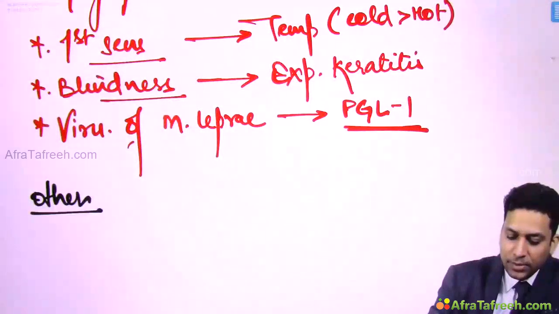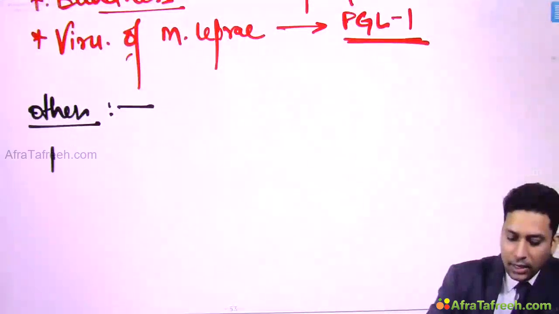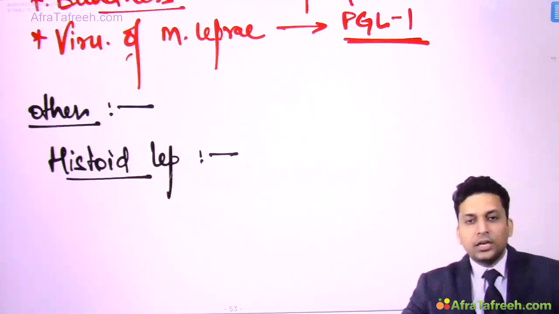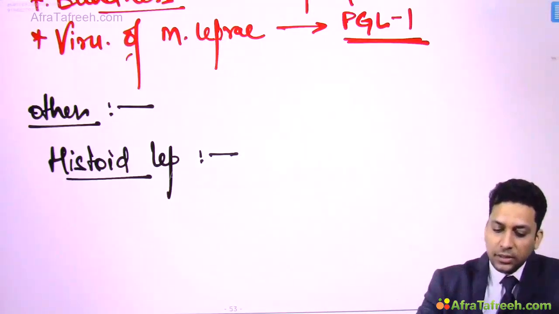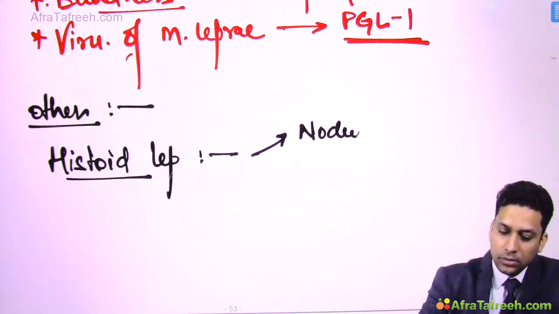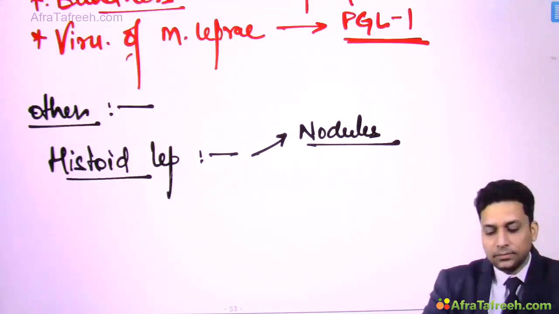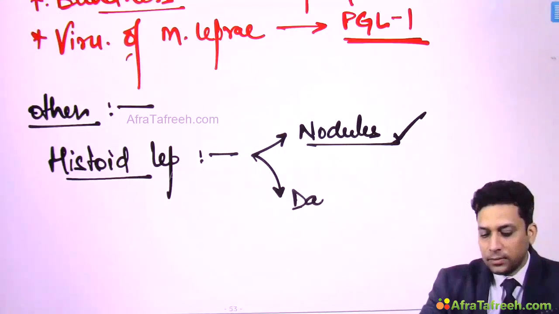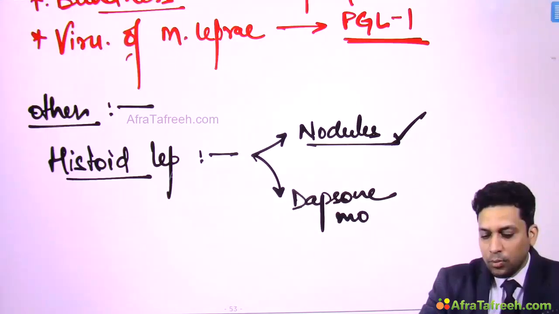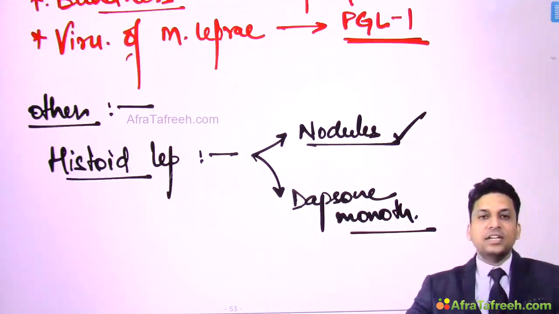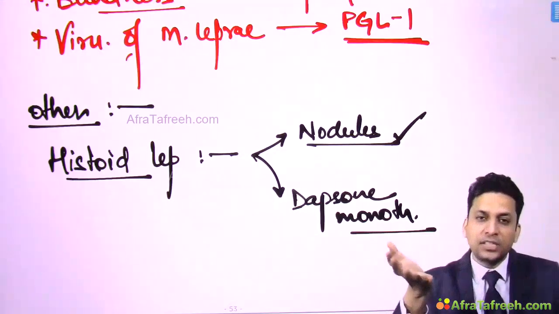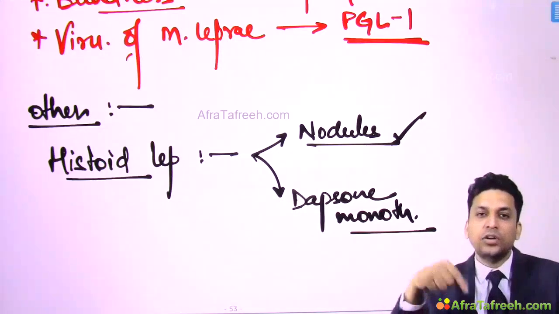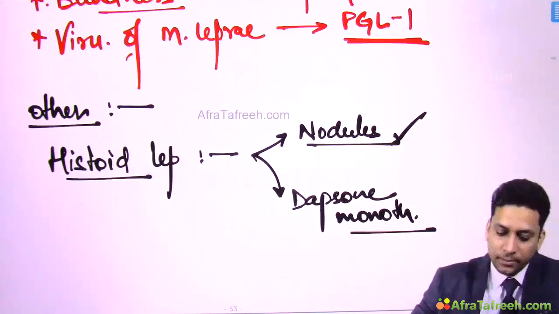Now there are a few other types of leprosy also, like histoid leprosy. Here you just need to remember 2 points. First, it presents with nodules over normal appearing skin. Second, it is seen after dapsone monotherapy. See, nowadays what is the treatment for leprosy? We give multi-drug therapy, so multiple drugs are given simultaneously, but previously we used a single drug. So those patients who were on dapsone therapy started developing this type of leprosy.